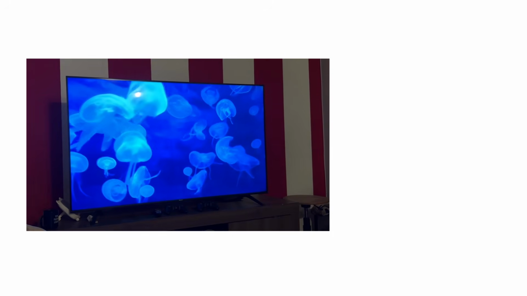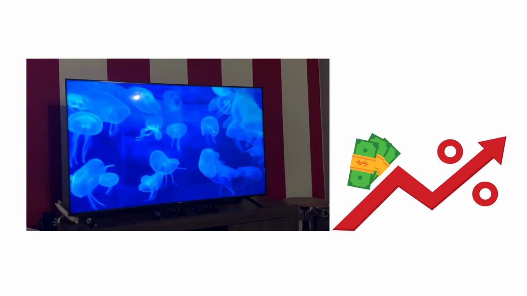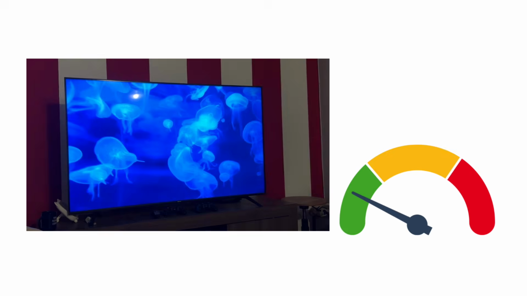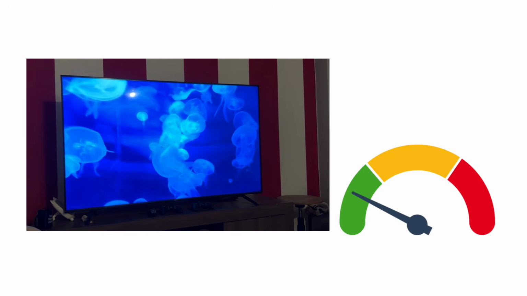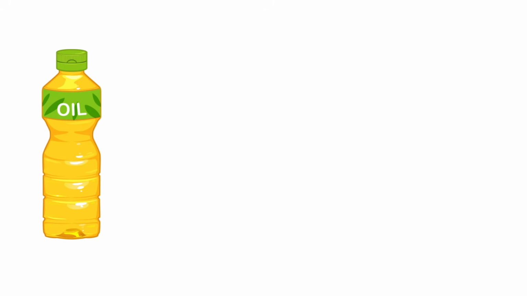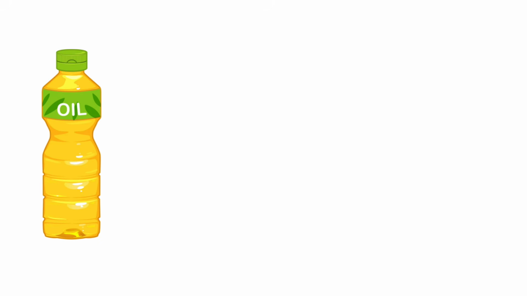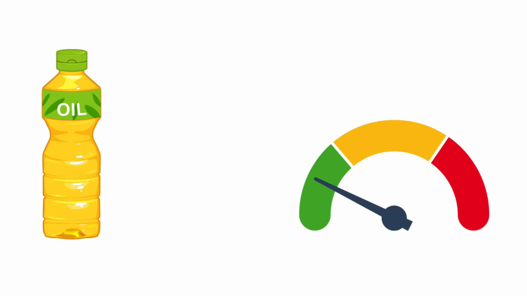Sixth is television. Television has a price increase of 10.82%, which means televisions have a low and stable inflation rate. Seventh is oil. Oil has a price increase of 12.39%, which means it has a low and stable inflation rate.